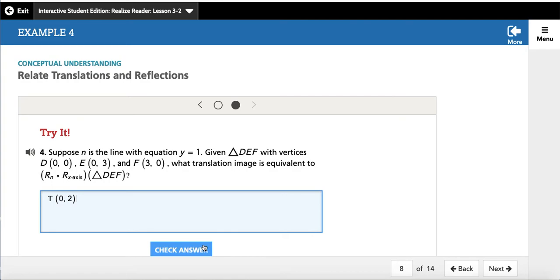Let's see what they wrote. Oh, maybe I should write the ending points. The ending points, D double prime is going to end up at 0, 2. Wow, that wasn't much of a change there. I'm just adding 2 to the y values. E double prime ends up at 0, 5. And F double prime ends up at 3, 2.